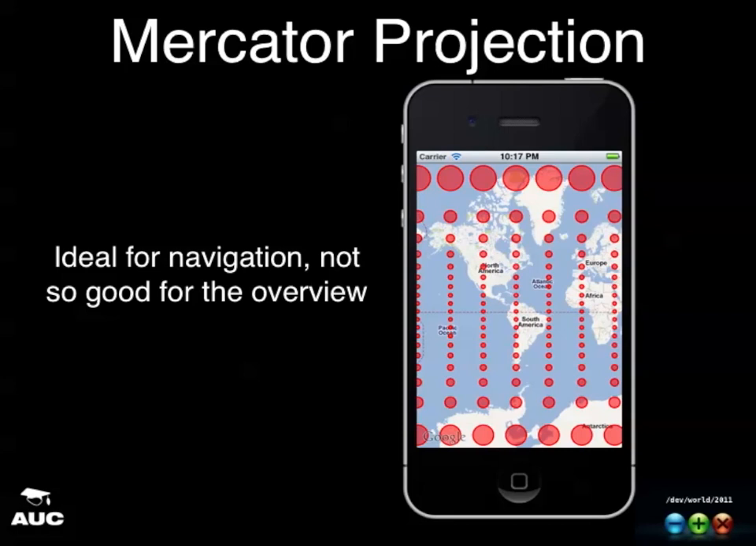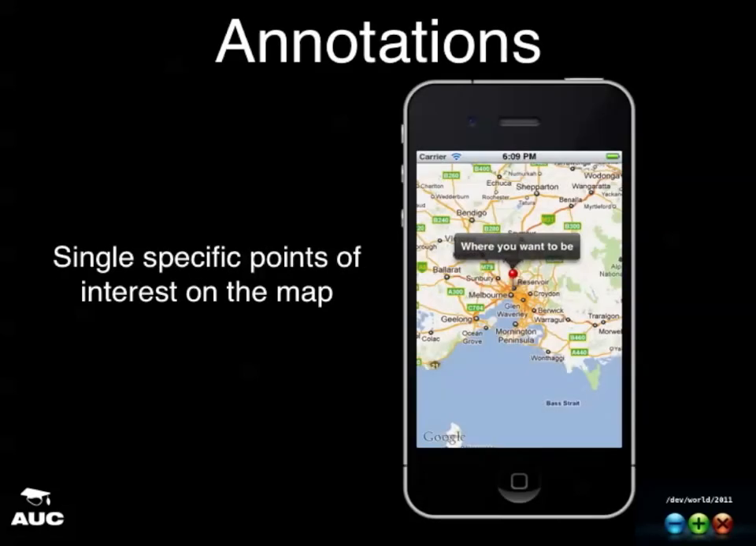So they both have their uses. The coordinate one, in my opinion, is a little bit easier to understand, but it's up to you. So like I said, that's pretty much everything map, the actual map view. It's boring, it's easy, it's done. Where things get exciting is what you can actually start throwing onto it.